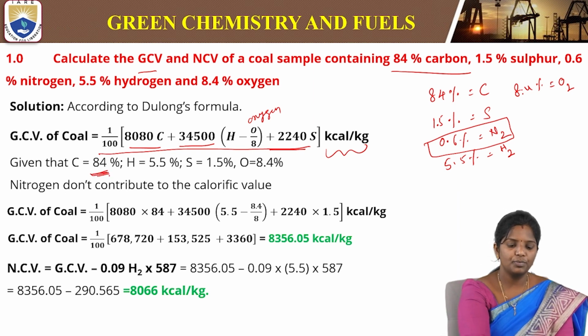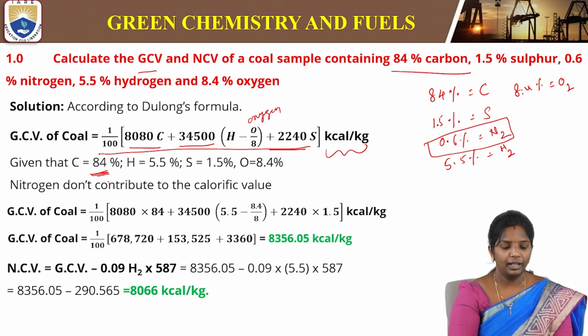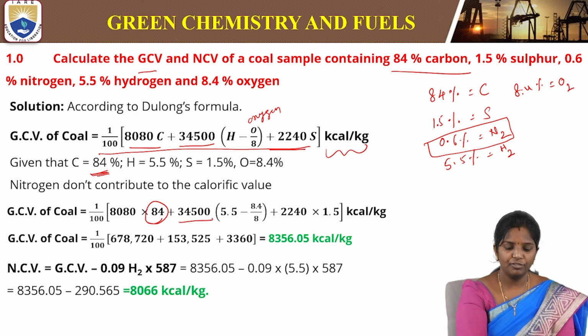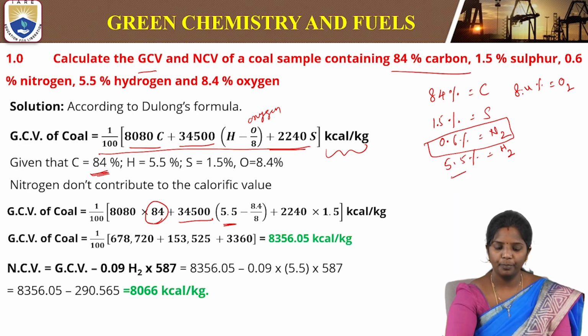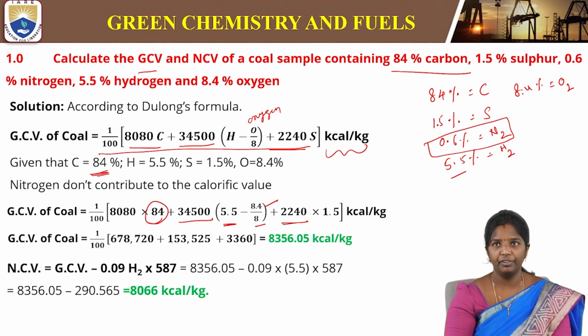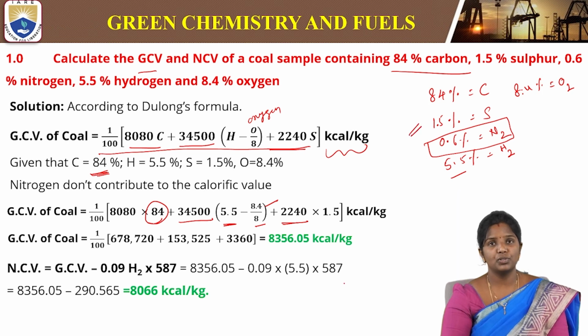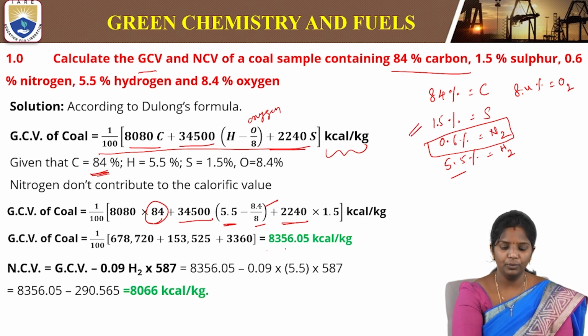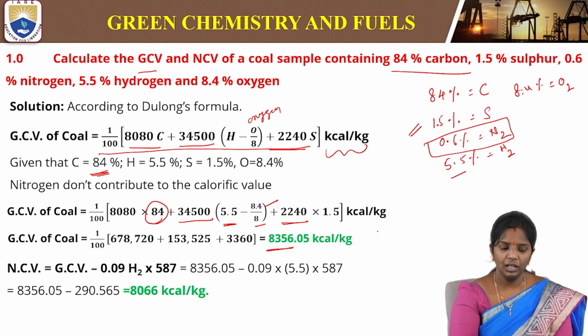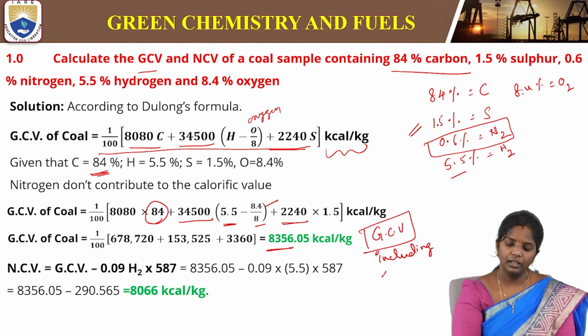After that, substitute the values: 8080 into 84 for carbon, plus 34500 into (5.5 for hydrogen minus 8.4 oxygen by 8), plus 2240 into 1.5 for sulfur. After substitution and simplification, we get the value 8356.05 kilocalories per kg. This is the gross calorific value, which includes the heat of steam.